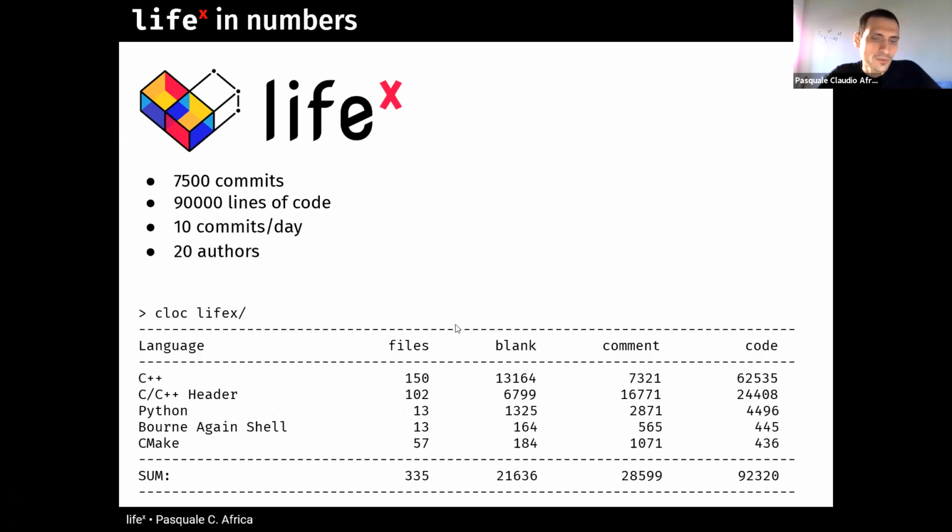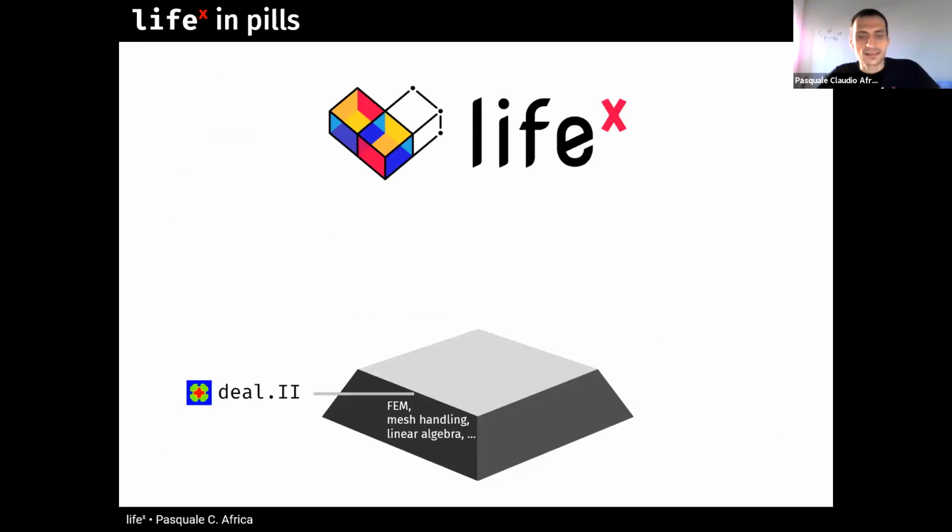Our code base so far is about 90,000 lines of code. We have many authors, and the development is going faster every day, I would say. The developing community is increasing and is quite active in this sense.